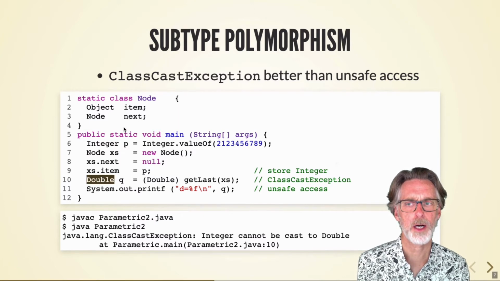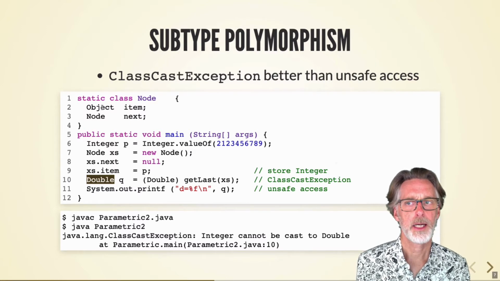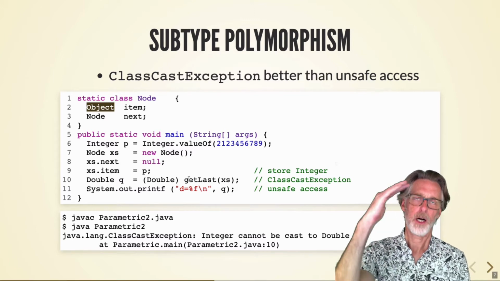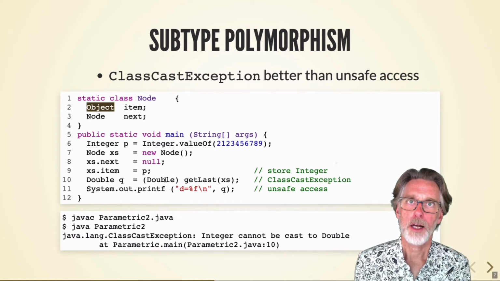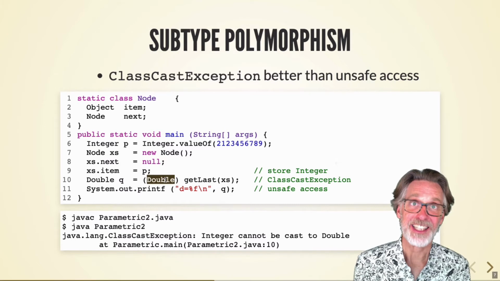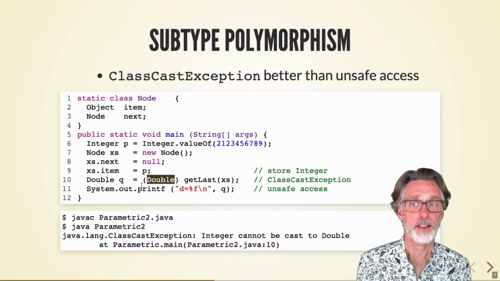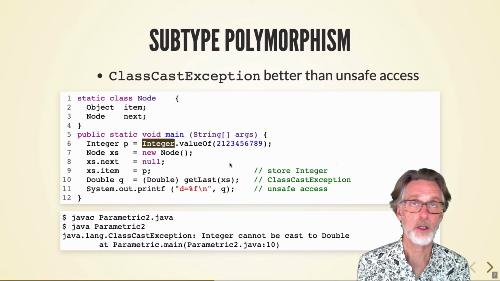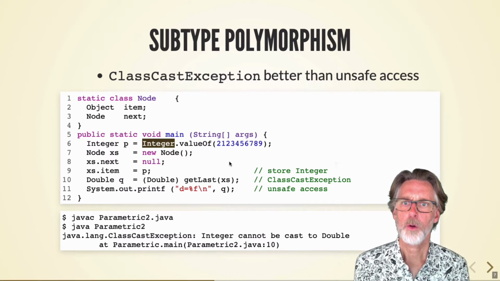Now this program will compile just fine in Java because my nodes have type object. So getLast is returning an object, and this is just a downcast from object to double, which is allowed by the language. However, unlike C, this cast is checked, and therefore I'll get a runtime error, which will tell me that, in fact, what I'm trying to look at as a double is really an integer, and therefore you can't access it as a double. Now that's an improvement over what we had in C.